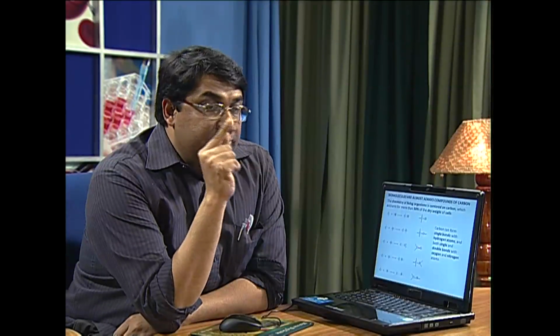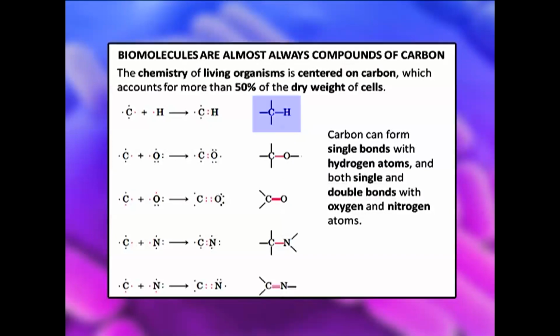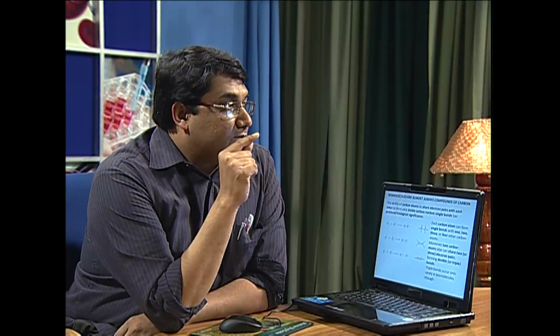The chemistry of the living systems is centered on carbon, and carbon itself accounts for more than 50% of the dry weight of the cells. It can form single bonds with hydrogen atom, single and double bond with both oxygen and nitrogen atoms. The critical point is that carbon atoms have the ability to share electron pairs, that is, form bonds with each other to form very stable carbon-carbon single bonds, and this has profound biological significance.